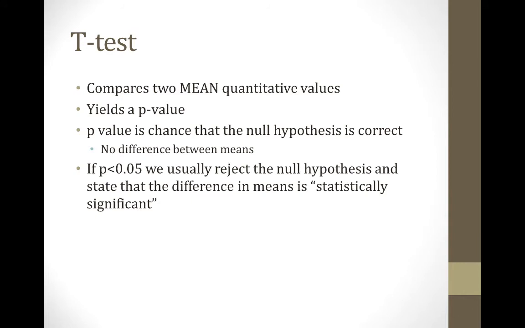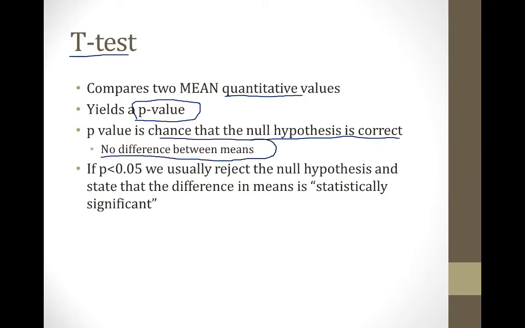So the first test of significance that we're going to discuss is called the t-test, and this is for comparing two mean quantitative values, and it yields a number called a p-value, and p stands for probability. The p-value is the chance that the null hypothesis is correct. This means the chance that there is no difference between the two means and that any difference we are seeing is simply due to chance. If the p-value is less than 0.05, we usually reject the null hypothesis and state that the difference in means is statistically significant. Now, keep in mind, a p-value less than 0.05 doesn't mean there's 0% chance that the means could be the same and that the differences we are seeing are due to random chance, but it just means that it's low enough that we're willing to accept that risk.